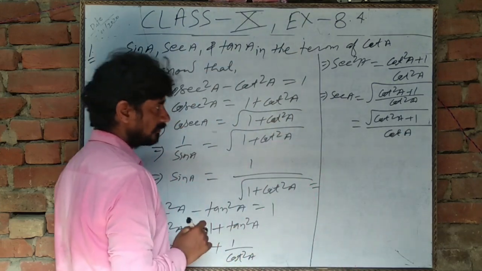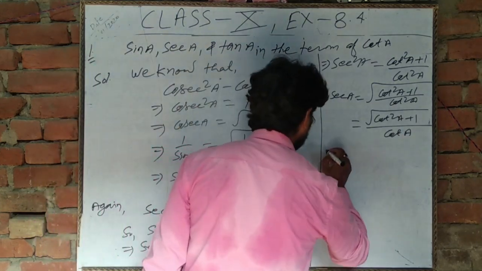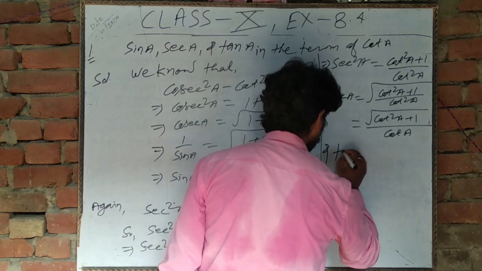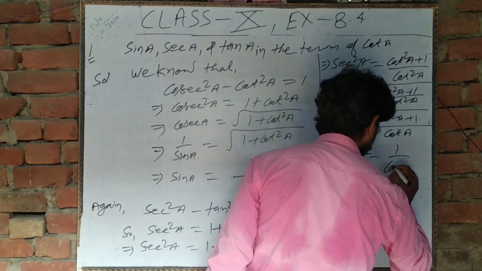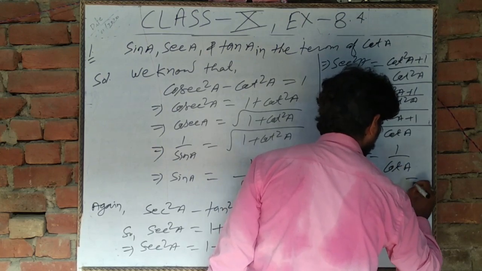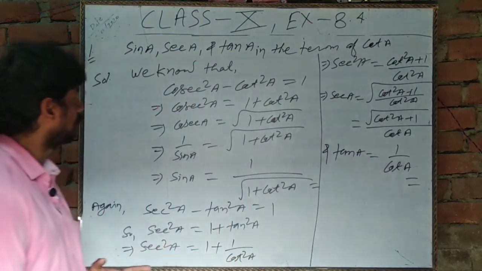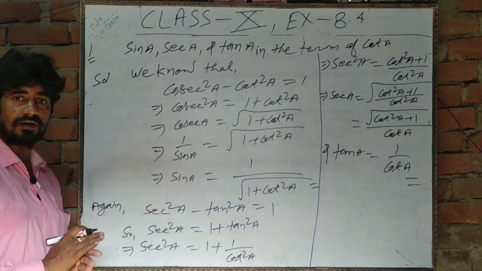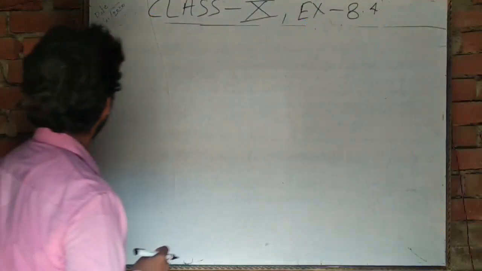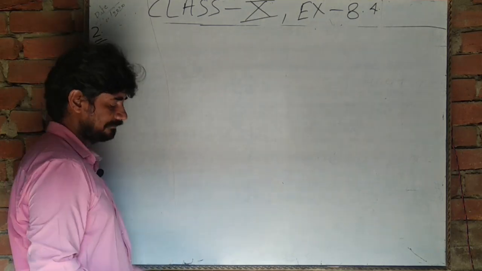Sec A is equal to that, and tan A is equal to 1 by cot A. It's our result for sin A, sec A and tan A in terms of cot A. Question number 2.